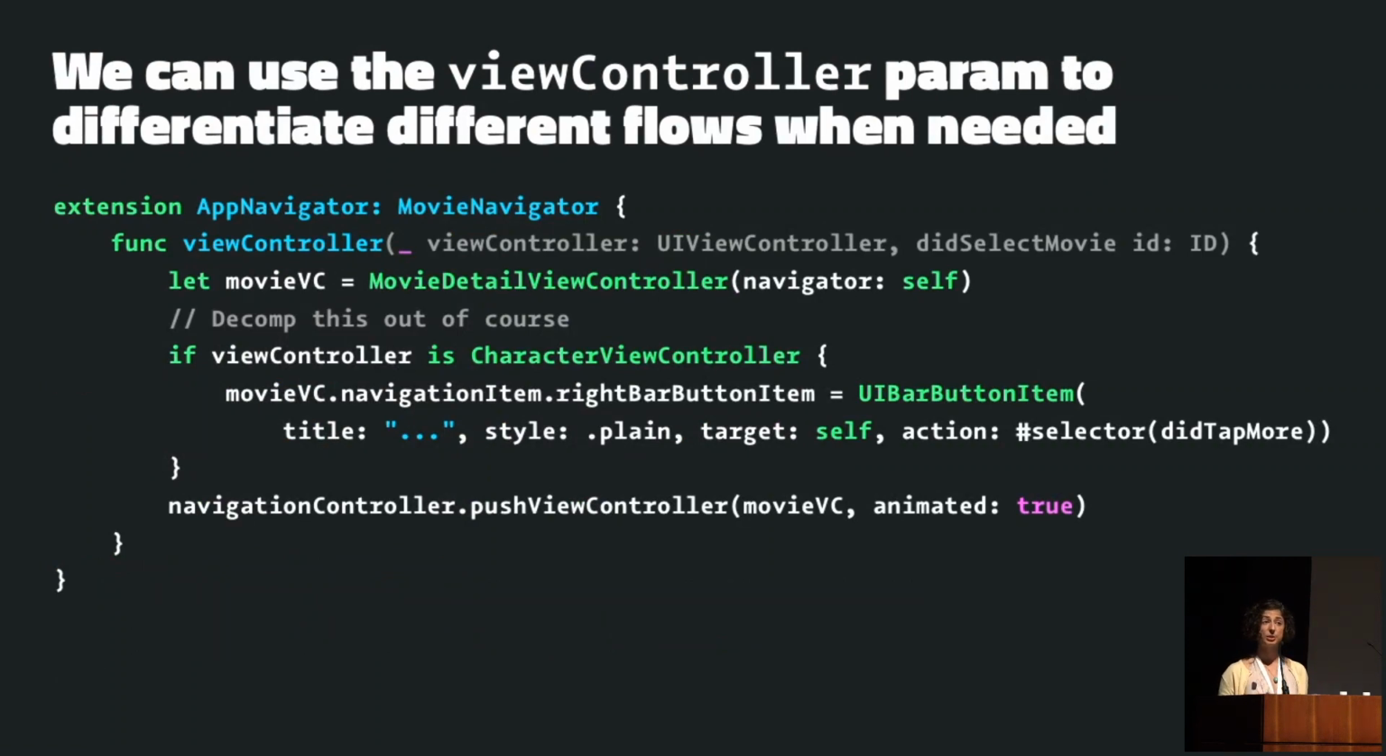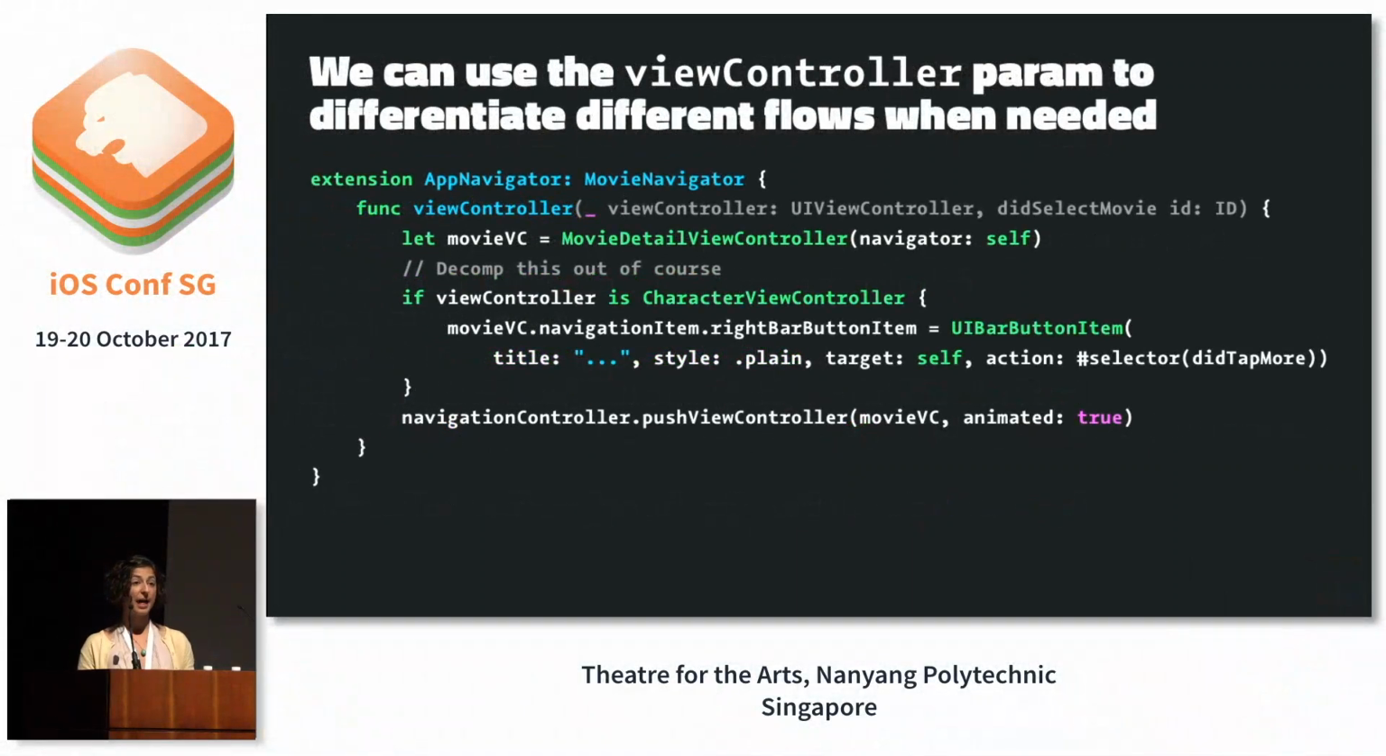And if for some reason I want to have a different behavior, I can use that view controller parameter to differentiate how I might behave given where I'm coming from. So let's say that I want to add a contextual more button when you navigate to the movie view controller from a character. Maybe I want a more button so I can see an image of that character from the movie. So we can customize the flow here.